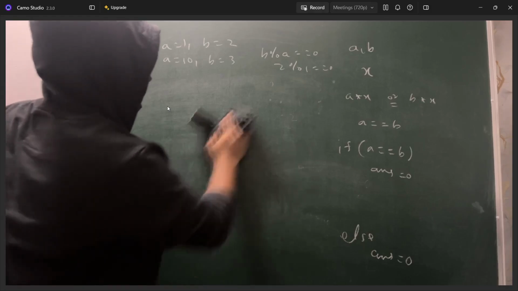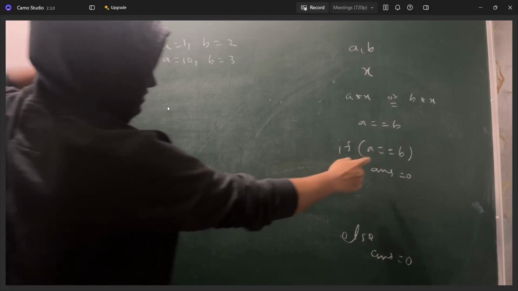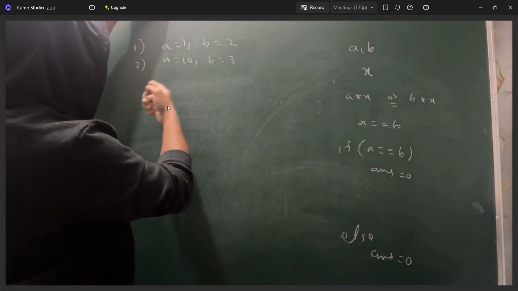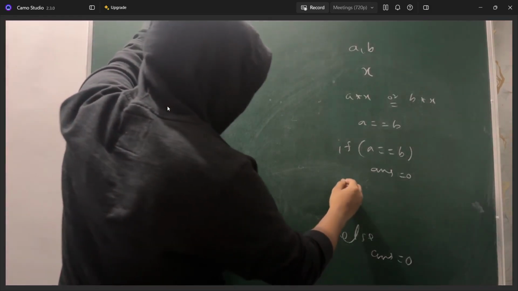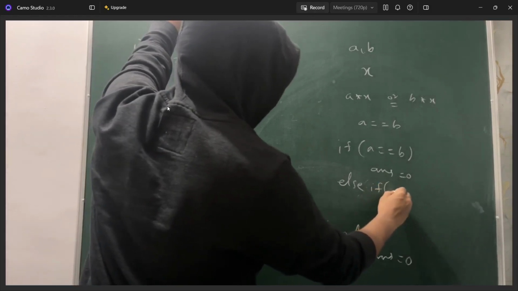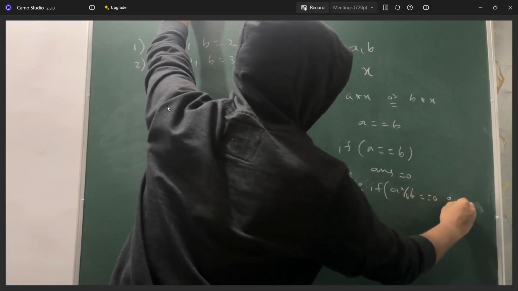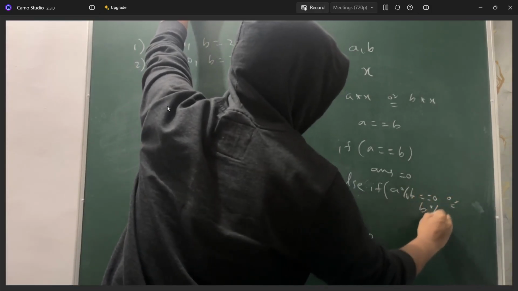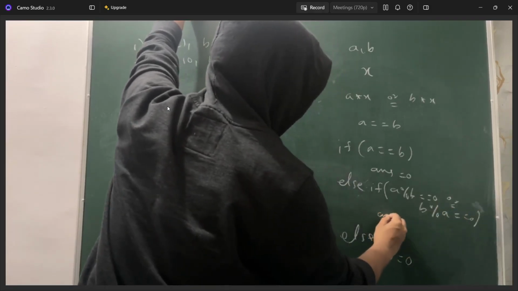So the generalized idea here is that if a is equal to b, both are equal, like the third case wherein a and b were both 1000, then we don't need to do any operation. Else if a modulo b equals 0 or b modulo a equals 0, if this is the case, then your answer will be 1.